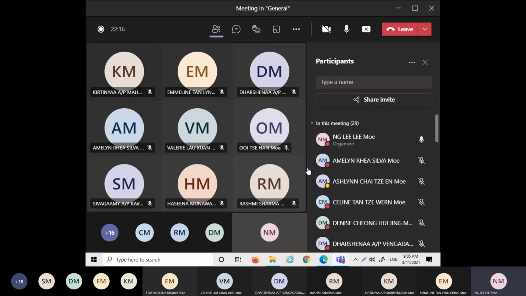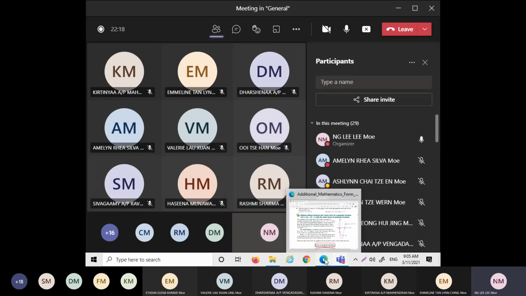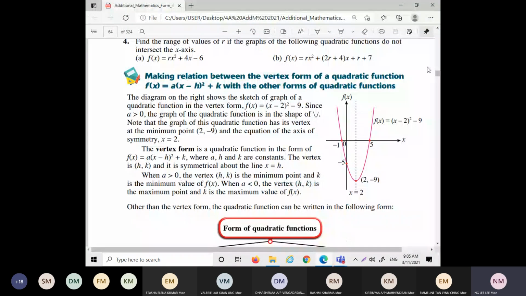Okay, let us start today's lesson. I will go to the textbook. Continue from the previous lesson, making the relation between the vertex form of a quadratic function and the other forms of a quadratic function. So what's the index for today?